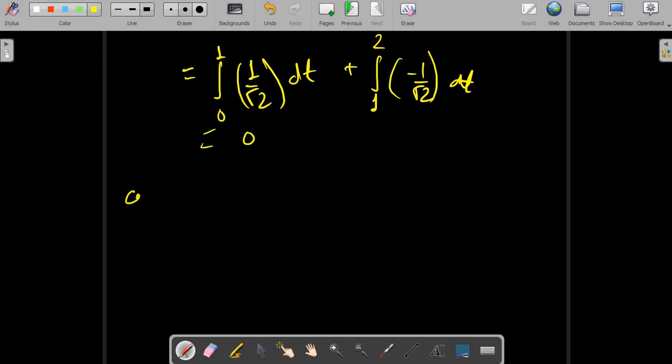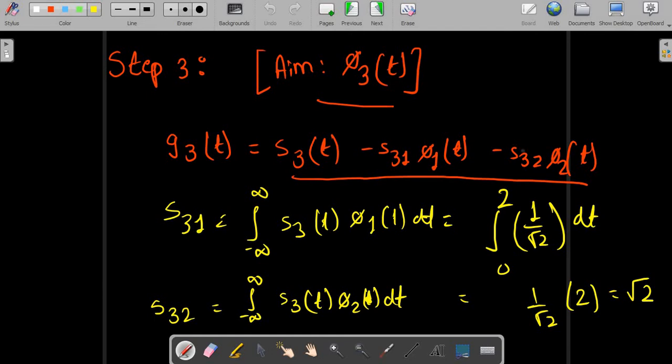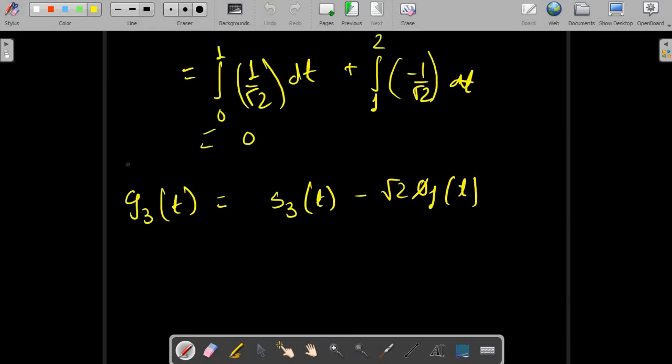So our g3(t) can be given by simply s3(t) minus root 2 times phi 1(t), since I am just substituting this in this equation. Since this term is 0, we are left with these two terms, and I substituted the values. That's it.